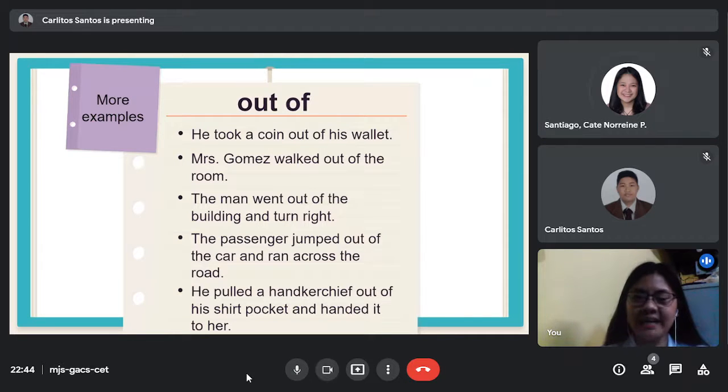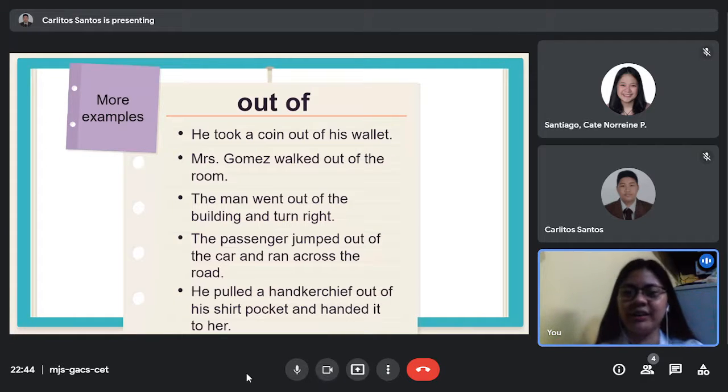Thank you. Again, the meaning of out of is moving from an enclosed space. And here we have different example sentences and different contexts. Let's also have the next preposition.